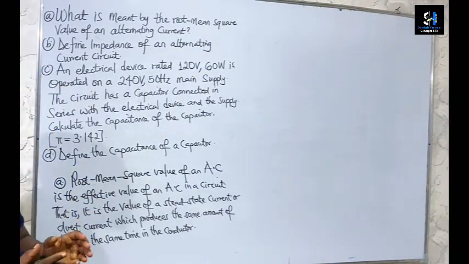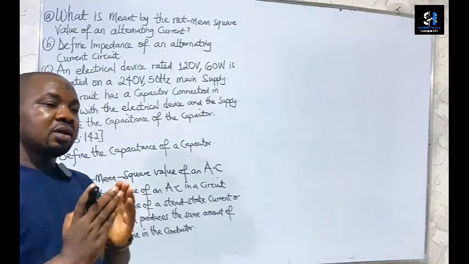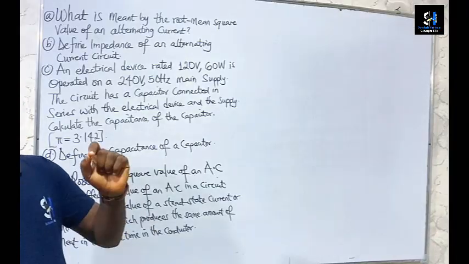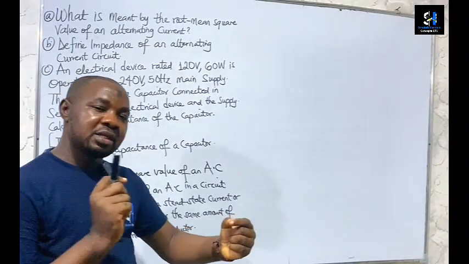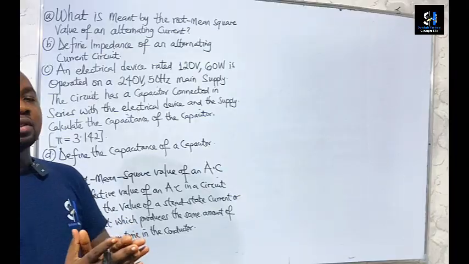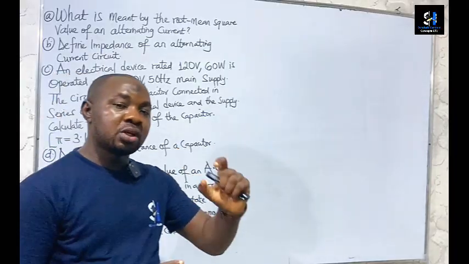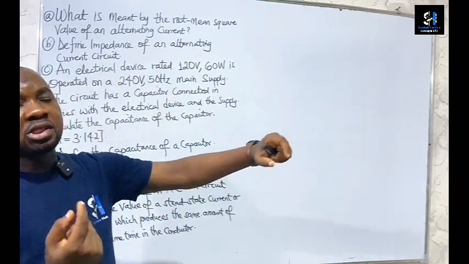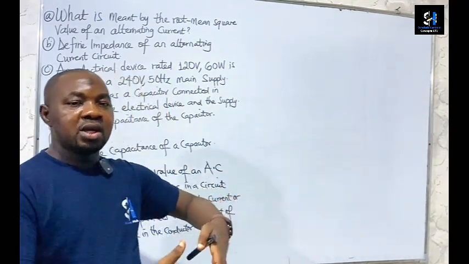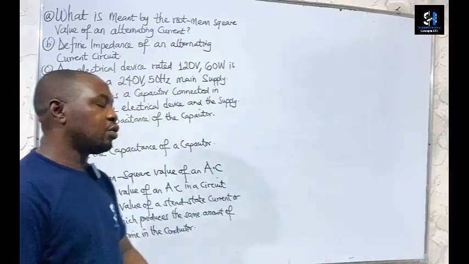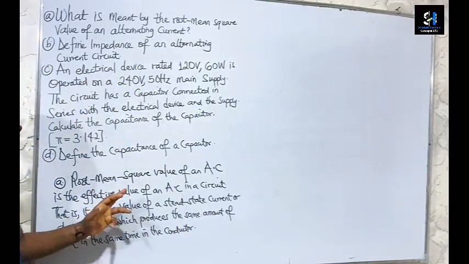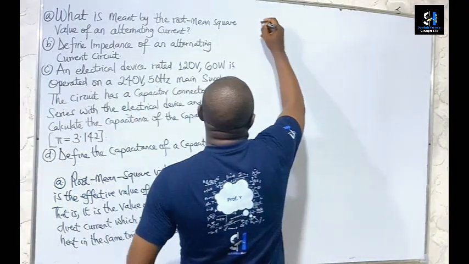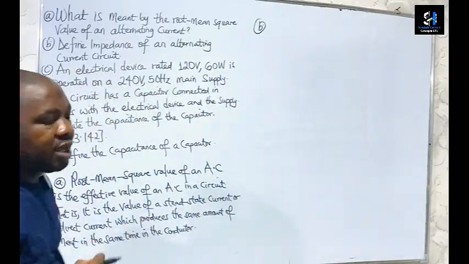So when we have the value of an alternating current to be the same as the value of a direct current or a steady state current, that is the current flowing in one and only one direction, which produces the same amount of heat in the same time in a conductor, then we have what we call root mean squared value of an alternating current.